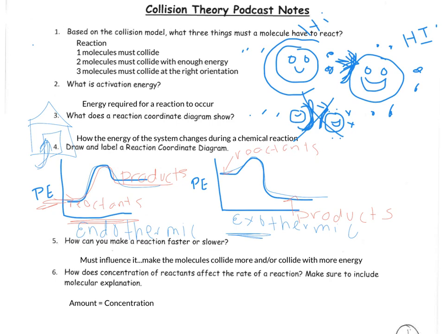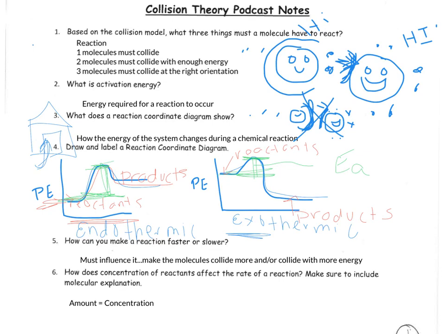Both of these diagrams show activation energy. Activation energy is the energy from here to here. And on the other diagram, it's the energy level from here to here. That is abbreviated by EA, activation energy. So activation energy is essentially from where the reactants are to the top of the hill.